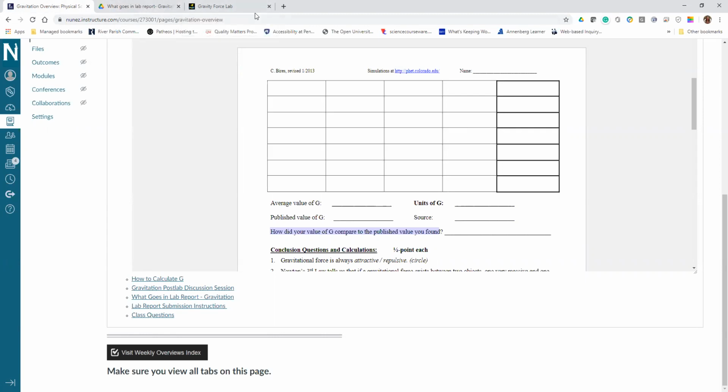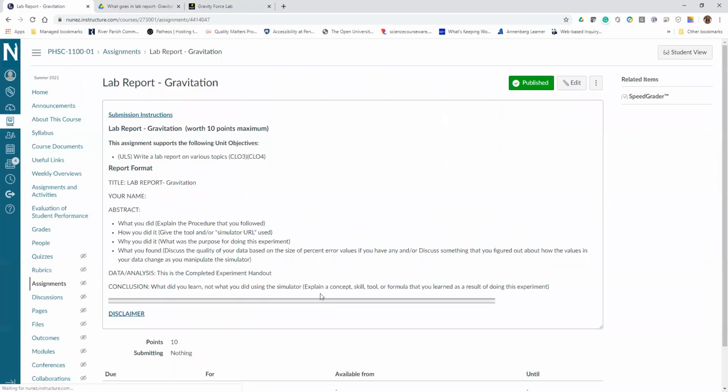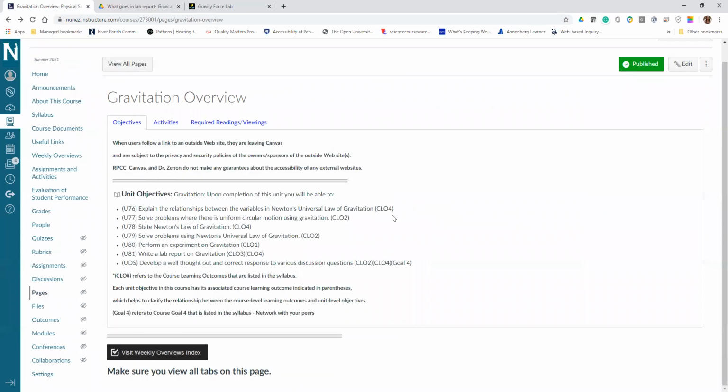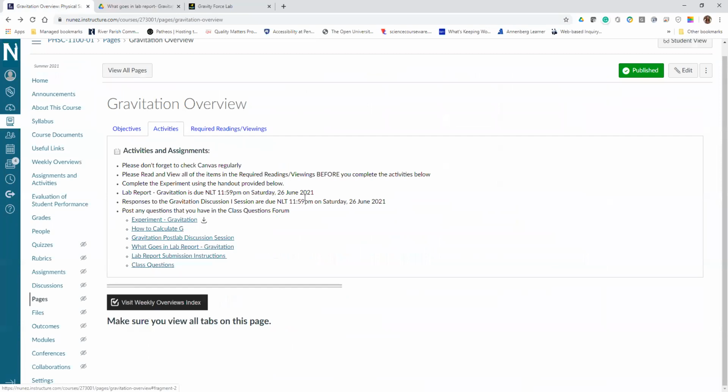All right. So for this one, in terms of a lab report, your standard format is where you have an abstract, your data and analysis is the completed experiment handout, and then you write a conclusion, explaining what you learned by completing the whole experiment process.